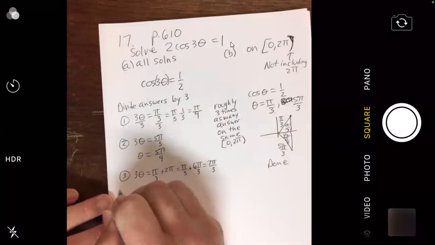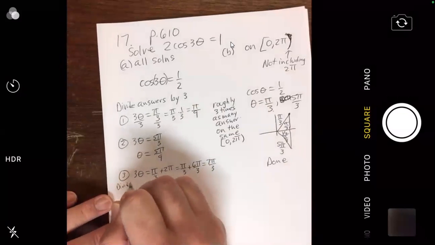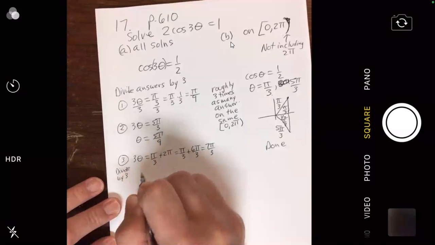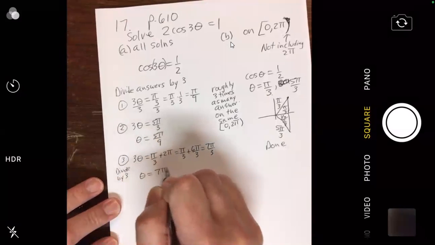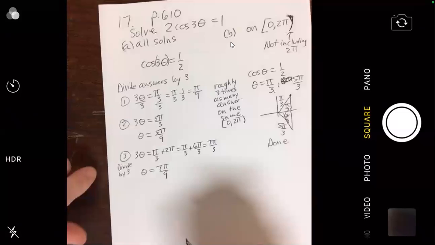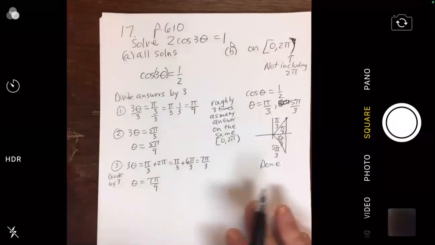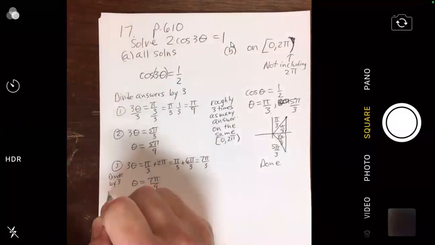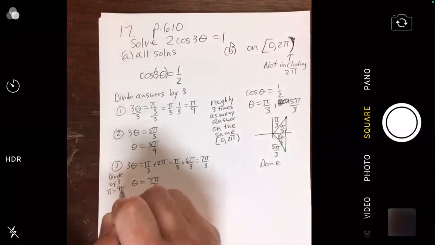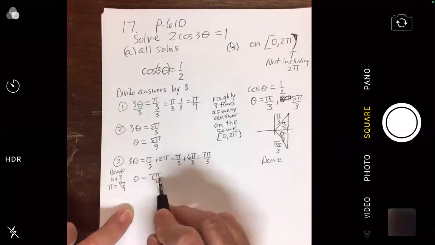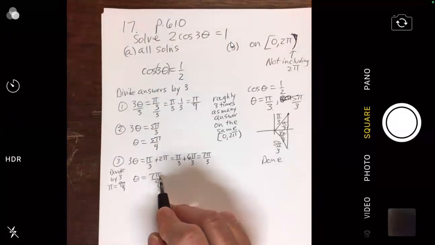When I divide by 3, I'm at theta equals 7 pi over 9. You've got to know where you are on the circle so you know when to quit this madness. See, pi is equal to 9 pi over 9. So I'm in the second quadrant, just short of pi. I'm not even quite halfway around.